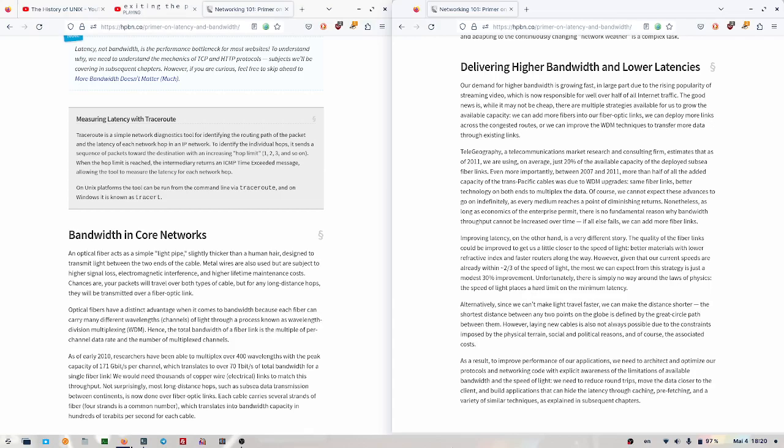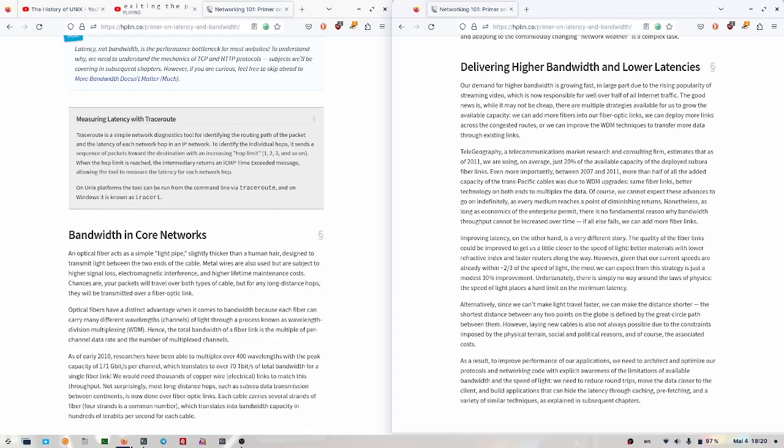Latency, not bandwidth, is the performance bottleneck for most websites. To understand why, we need to understand the mechanics of TCP and HTTP protocol, subjects we'll be covering in subsequent chapters. However, if you are curious, feel free to skip ahead to see why more bandwidth does not matter much.